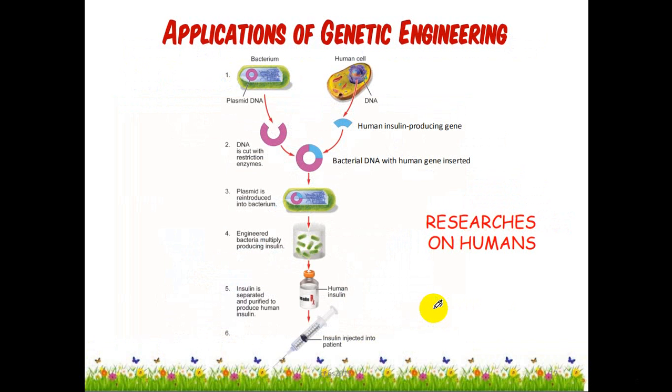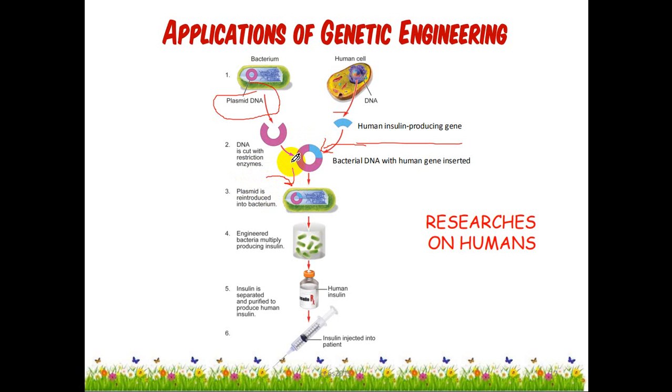Okay, so let's repeat the applications of genetic engineering. What we do, see, you can see the plasmid DNA. We cut the plasmid DNA with our restriction enzyme. From human cell we isolate the human insulin producing gene, and then we add the insulin gene to the bacterial DNA plasmid. Then again that plasmid is added to bacteria.